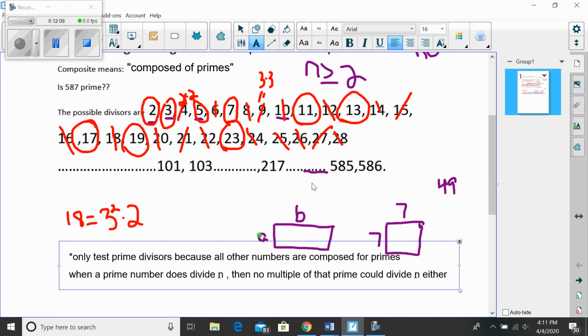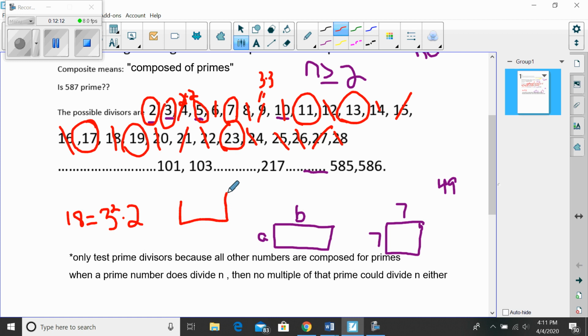I could have a rectangle. If I could make my rectangle with non-whole numbers, I could have a rectangle where this is 23 and this is 25.52, if I could make rectangles with fractional pieces.